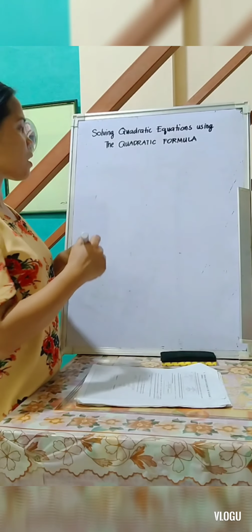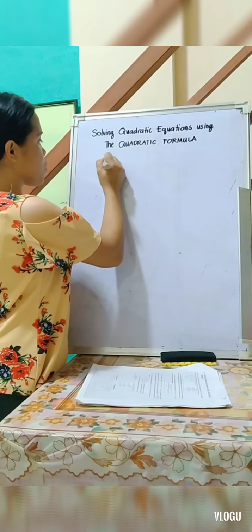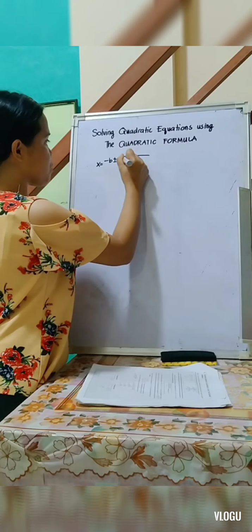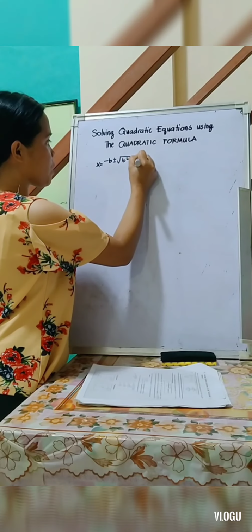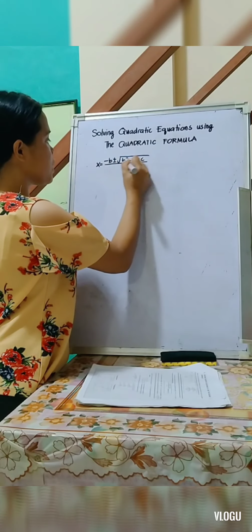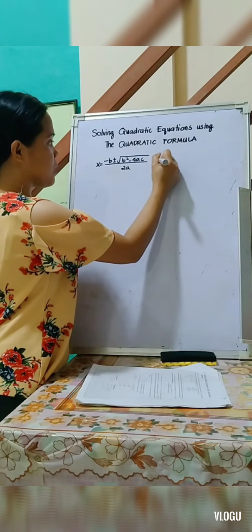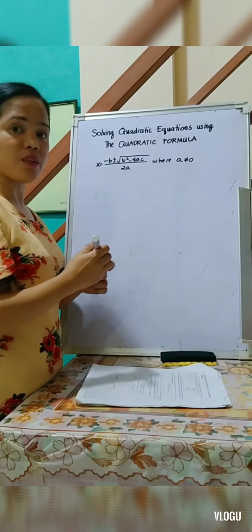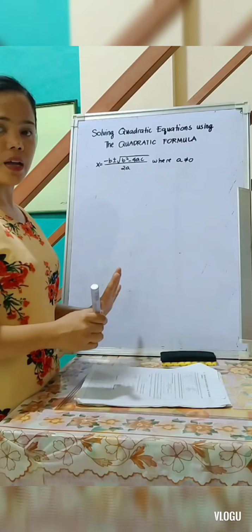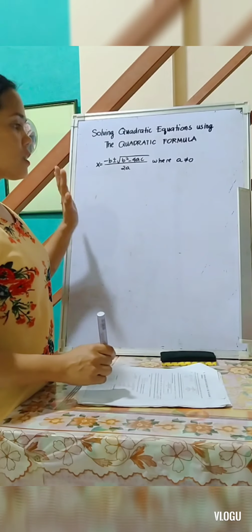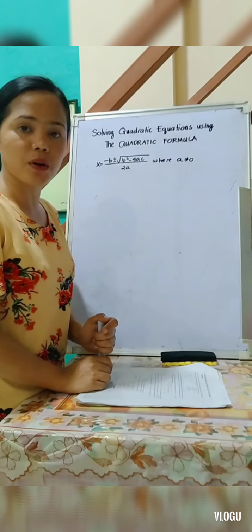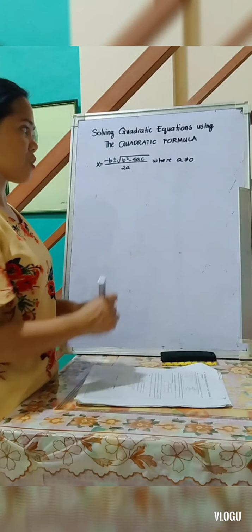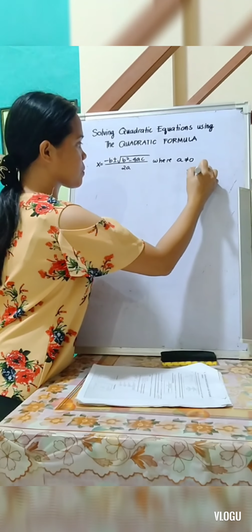And this formula comes in the form x equals negative b plus minus the square root of b squared minus 4ac all over 2a, wherein the value of your a should not be equal to 0. If so, it becomes undefined. Now, another good thing about this is that there are just few steps to remember in solving equations using the quadratic formula. So let's have the steps first.